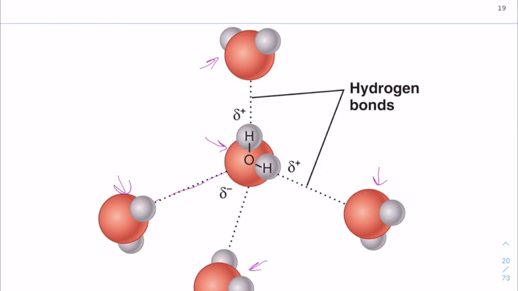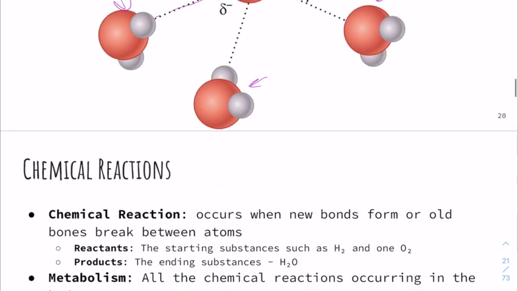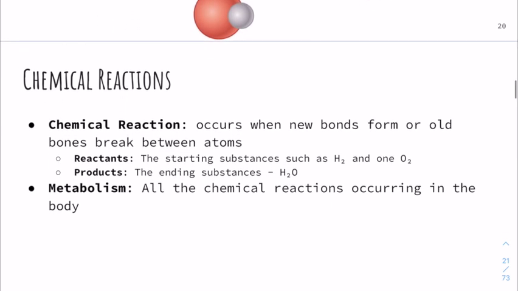So if we're trying to form new bonds or break bonds between other atoms, we have what are called chemical reactions. And when we have chemical reactions, we have what are called reactants and products. So the reactants are the starting substances, such as 2 hydrogens and 2 oxygens already bonded together.